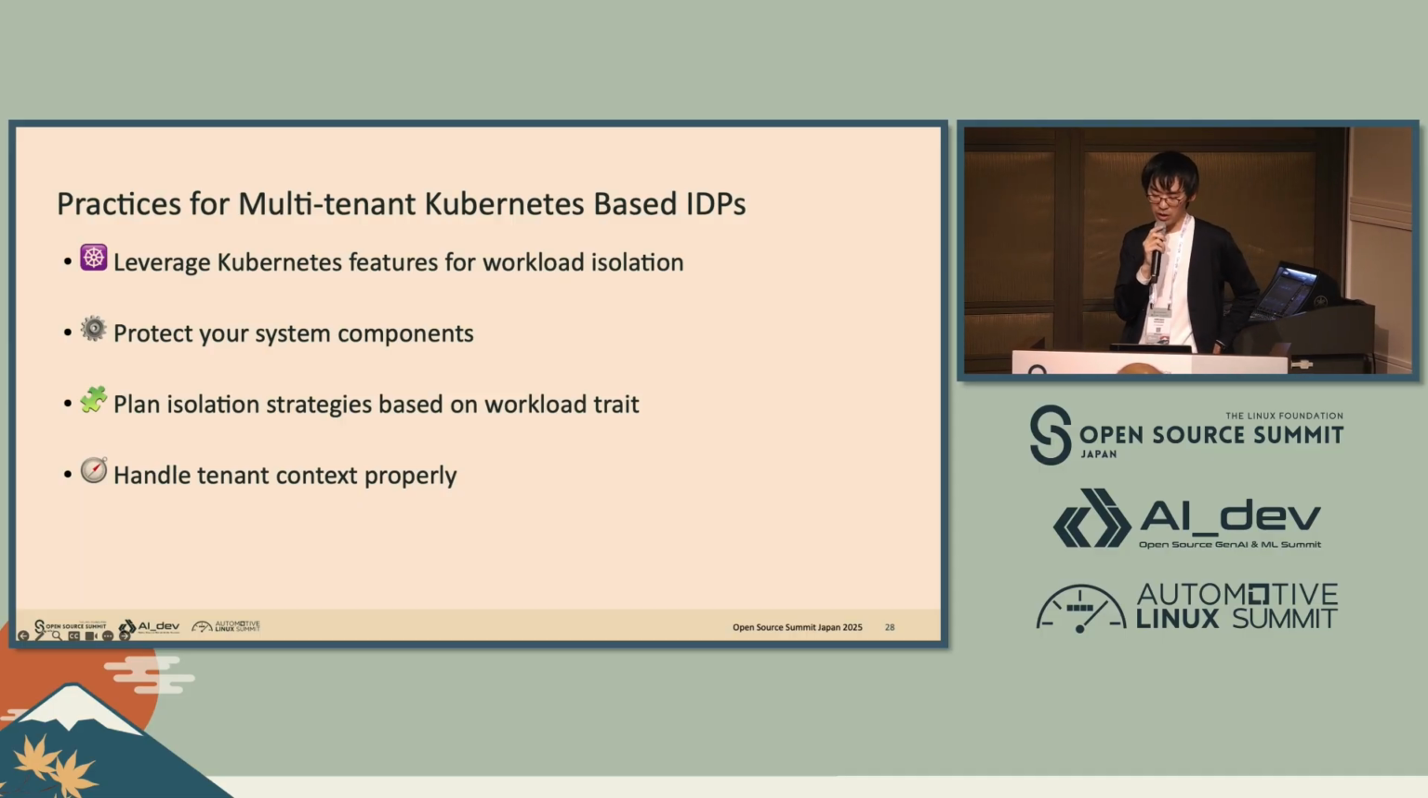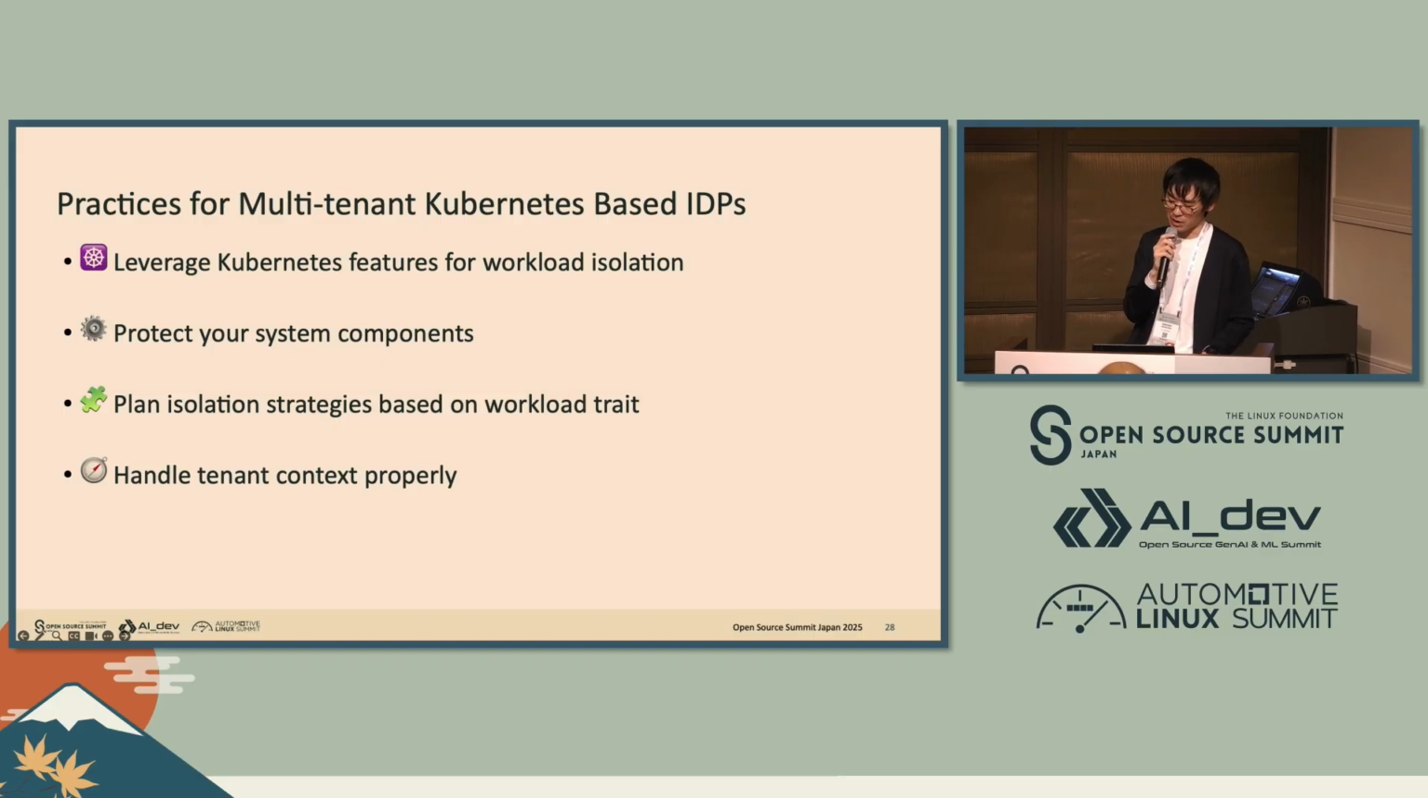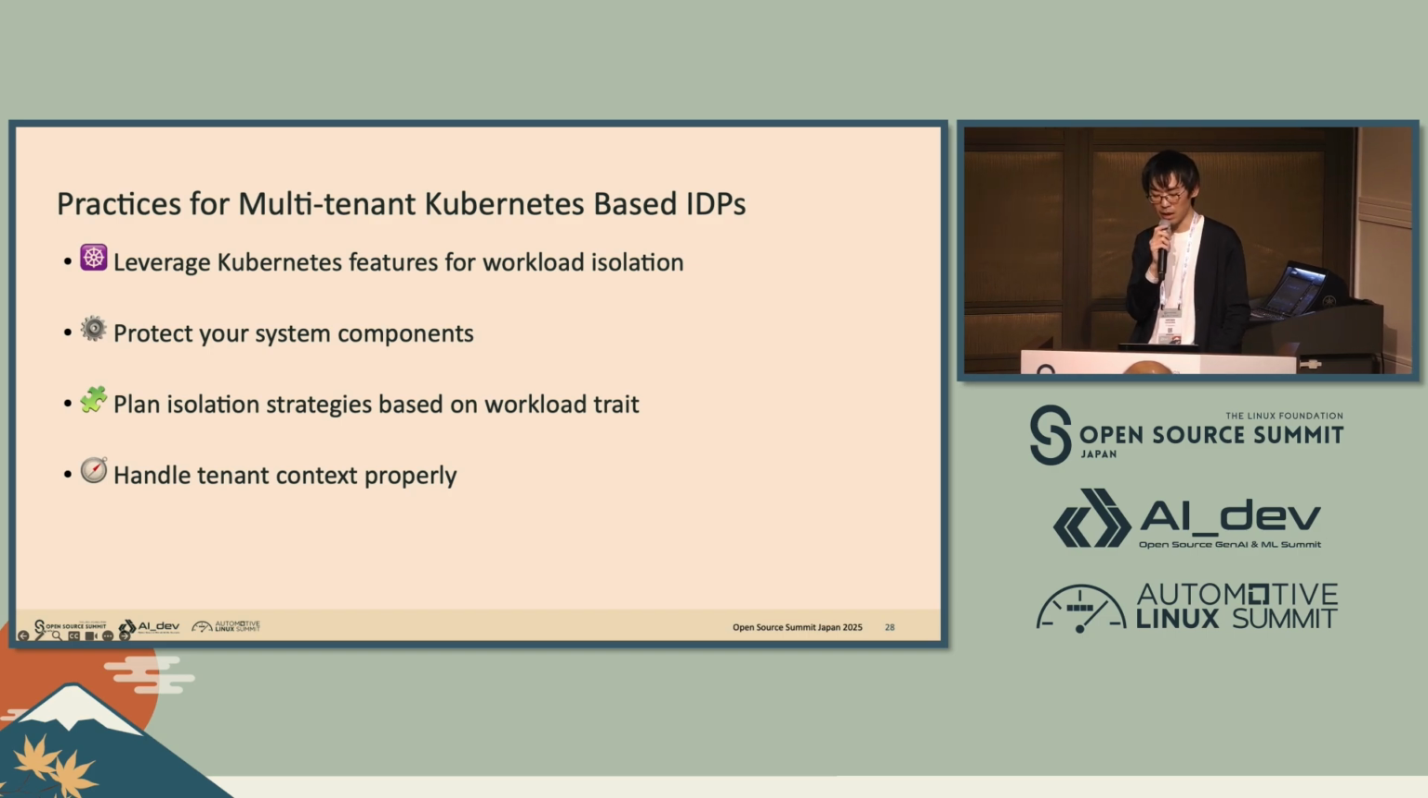First, use Kubernetes features to separate workloads. And second, protect system components so the platform stays stable. Third, choose the right isolation strategy based on the characteristics of each workload. And finally, handle the tenant context properly. We'll take a closer look at each of these in the following slides.